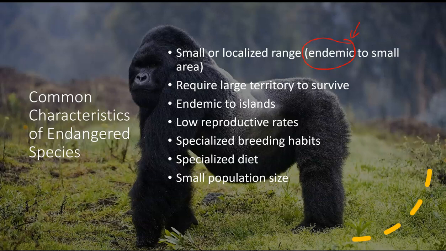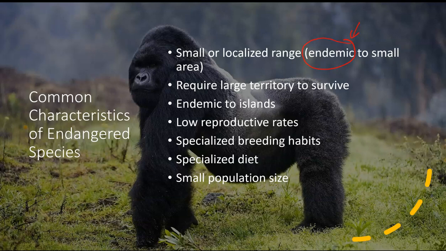So if a species is endemic to a relatively small area, and that is its only range, obviously it's not going to support a very large population. Any sort of damage to that small habitat is going to cause that species to decline, potentially go extinct.